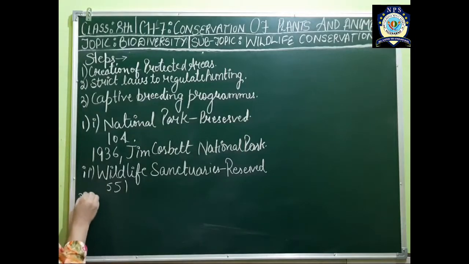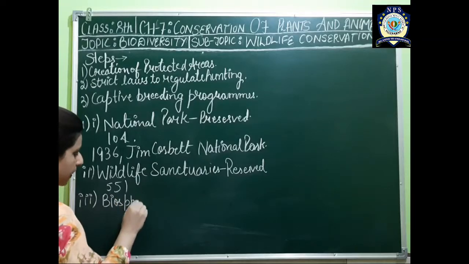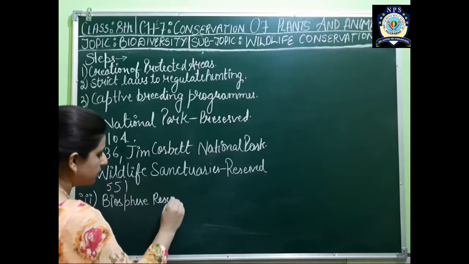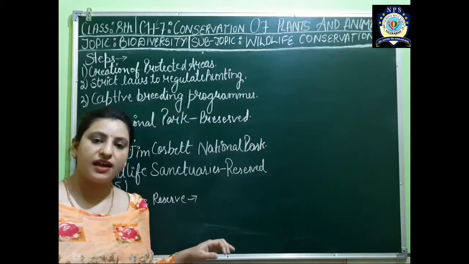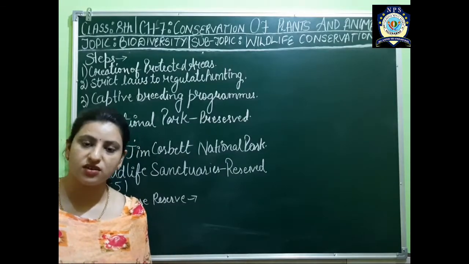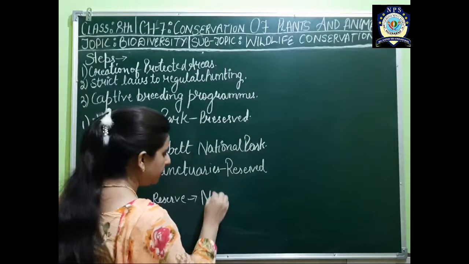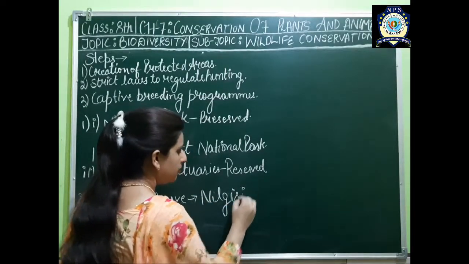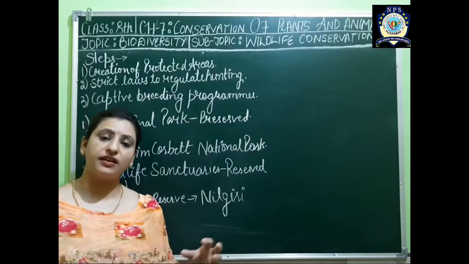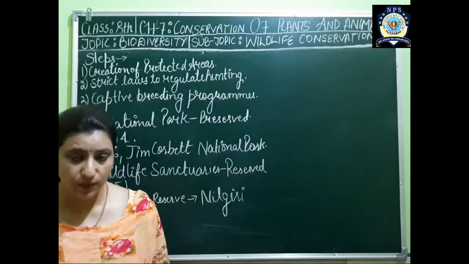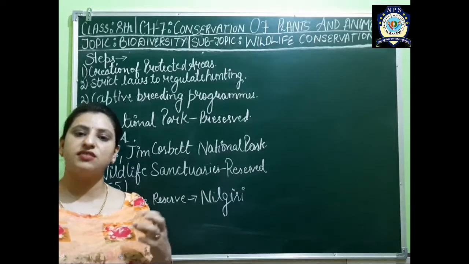The third protected area is the Biosphere Reserve. A Biosphere Reserve is a large area and it has multiple activities in it. The first Biosphere Reserve established in India is the Nilgiri Biosphere Reserve, and it is very vast. It has an area extended over Tamil Nadu, Kerala and Karnataka. Sometimes it is so big that it includes some parks and sanctuaries in it.